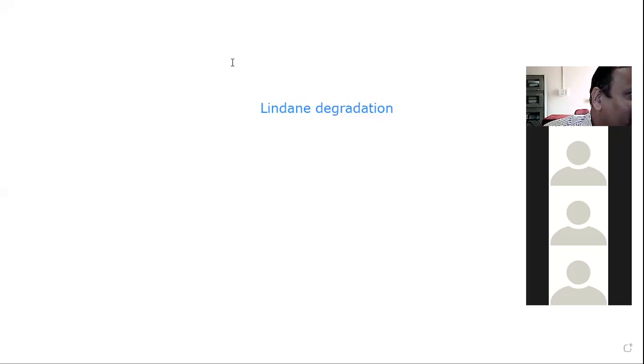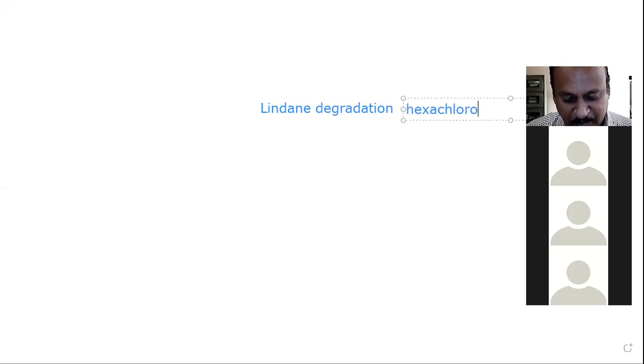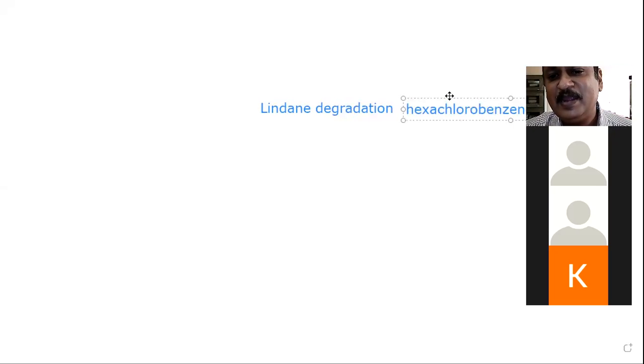Hexachlorocyclohexane. Lindane is nothing but a compound with a cyclic ring, and it has chlorine atoms attached to it, right? It is a very harmful pesticide, and therefore we would be interested in using a bacterial process for the degradation of lindane, isn't it?